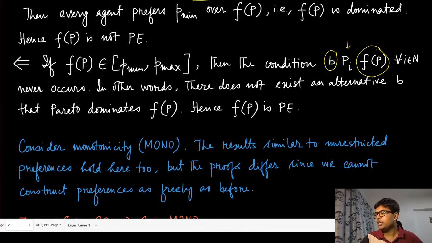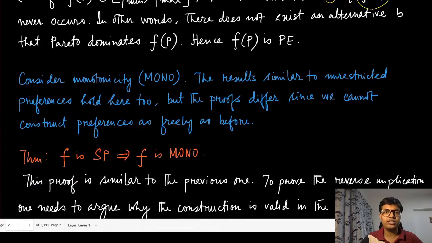Okay, so in the Gibbard-Satterthwaite setting, we have discussed certain properties, and we are going to look at the implications of those properties with strategy proofness in this current setup of single peaked preferences as well. The first condition that we are going to look at is monotonicity. Similar results to the Gibbard-Satterthwaite setting hold here too, even though the proofs differ quite a bit.